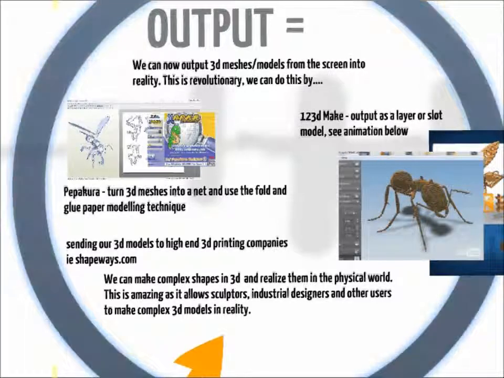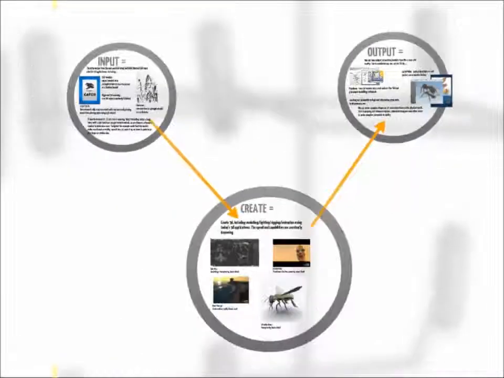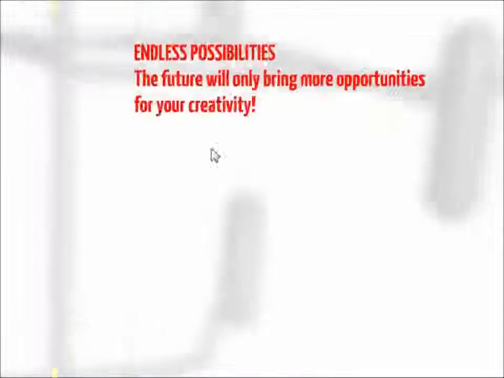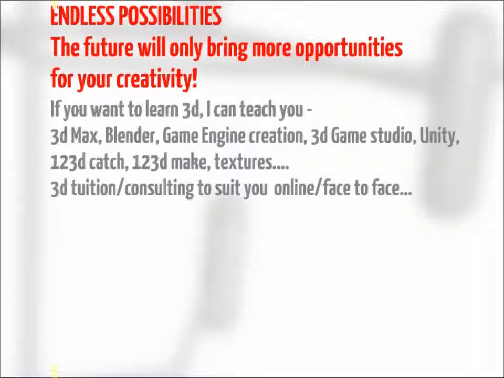So it's amazing. We can make complex shapes in 3D and realize them in reality in the physical world. It means we can make complex models in reality using 3D. So here are the three elements. There are endless possibilities, and the future will only bring more opportunities for your creativity.